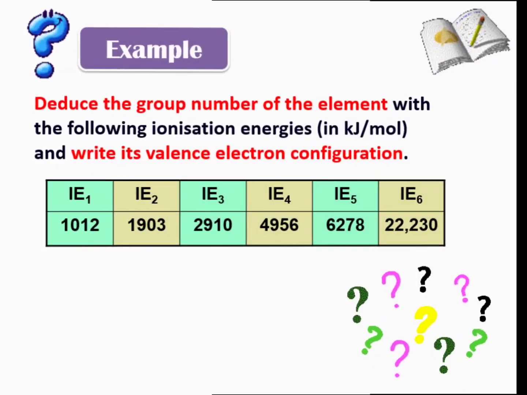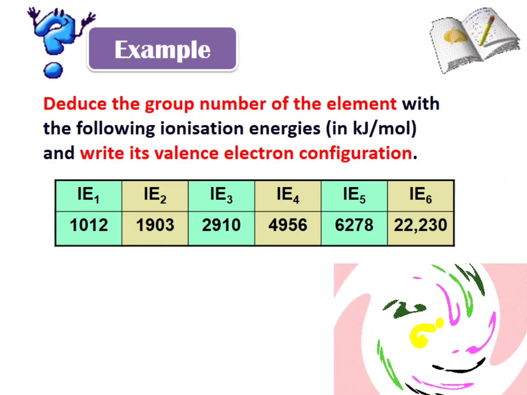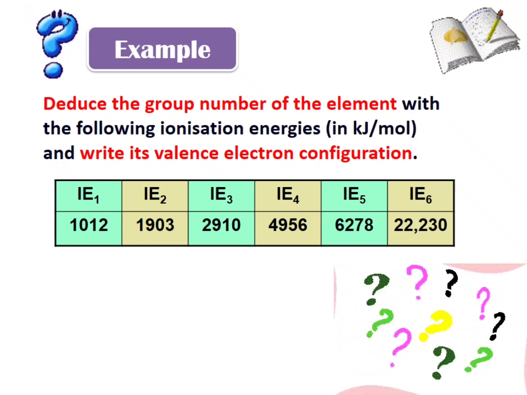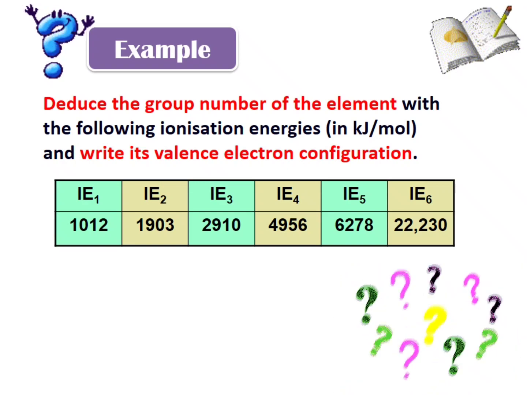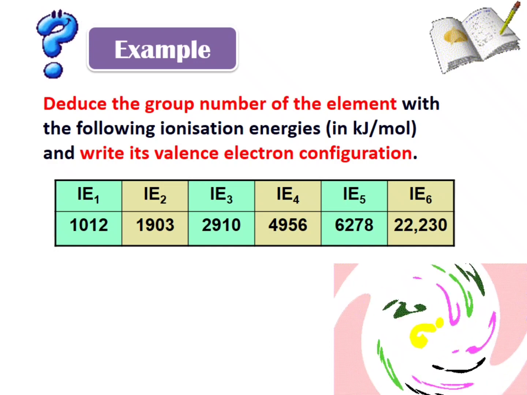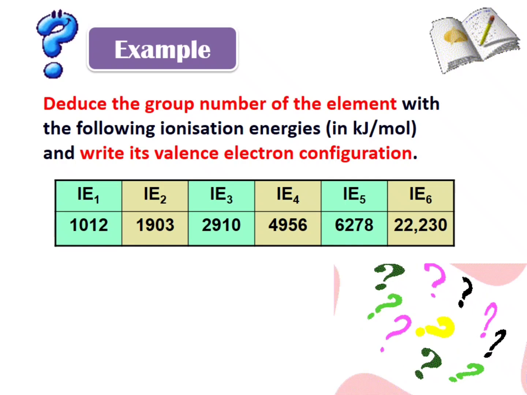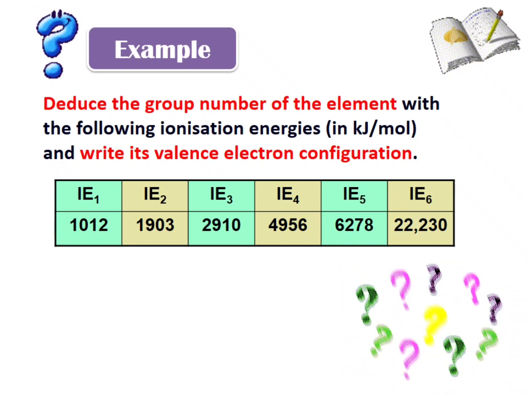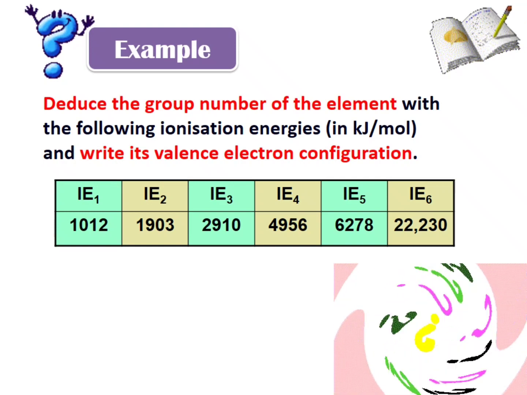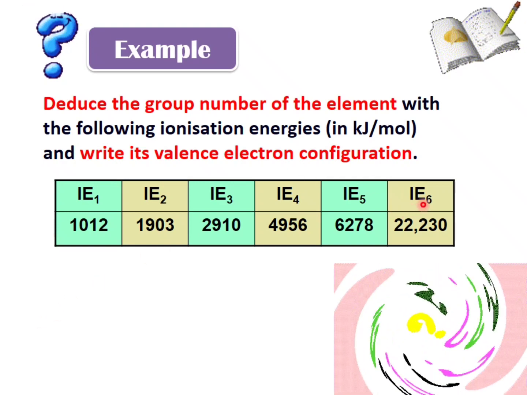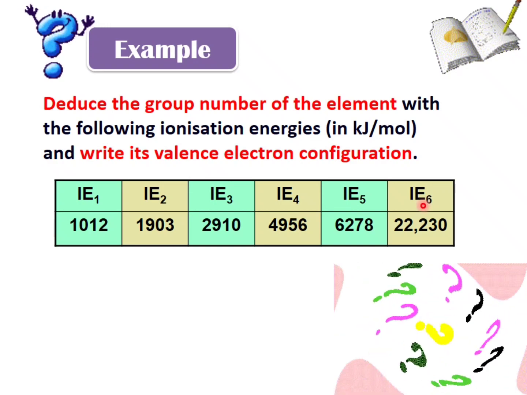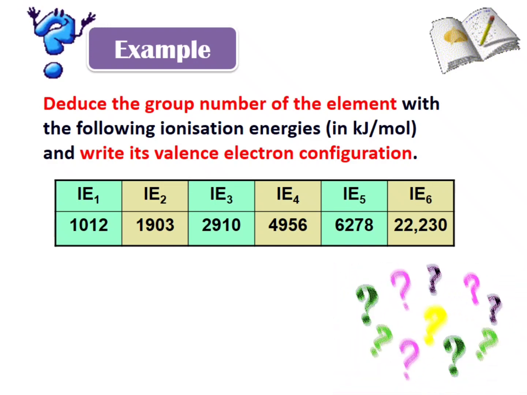Boleh? Okay guys, so now we look at the example how to deduce the group of the element based on the ionization energy data. Okay, so dekat sini kita ada data ionization energy, and then kita nak identify the group of the element. So kat sini dia tak bagi tahu pun elemen apa. So you kena identify dia punya group. Okay, so sekarang ni kita ada first ionization energy until 6 ionization energy. Okay, so how to solve it? Okay, I'll show you.